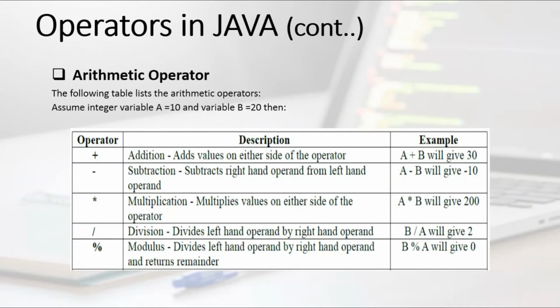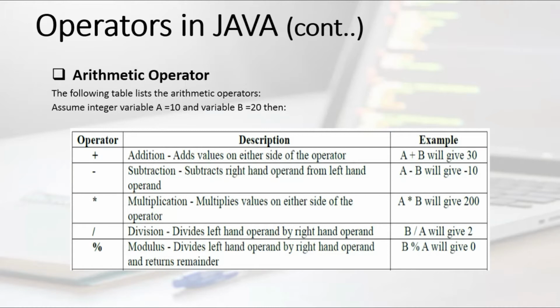Arithmetic operators are used in mathematical expressions in the same way as they are used in algebra. The following table lists the arithmetic operators: plus, minus, or you can say addition, subtraction, multiplication, division, and modulo division. These are the basic operators in the arithmetic operator group. Let's take an example: suppose I store the value of a as 10 and b as 20. For addition, it is going to store 30, because a plus b is equal to 30, that is 10 plus 20.